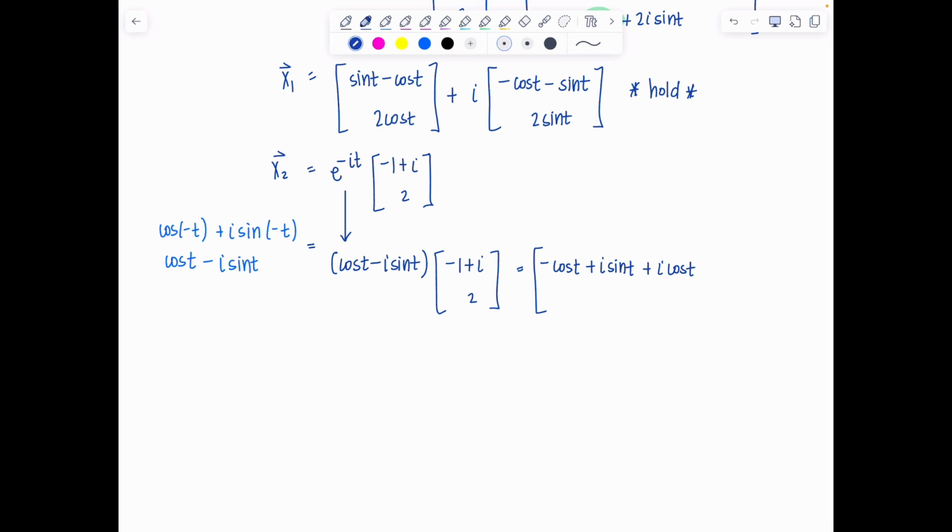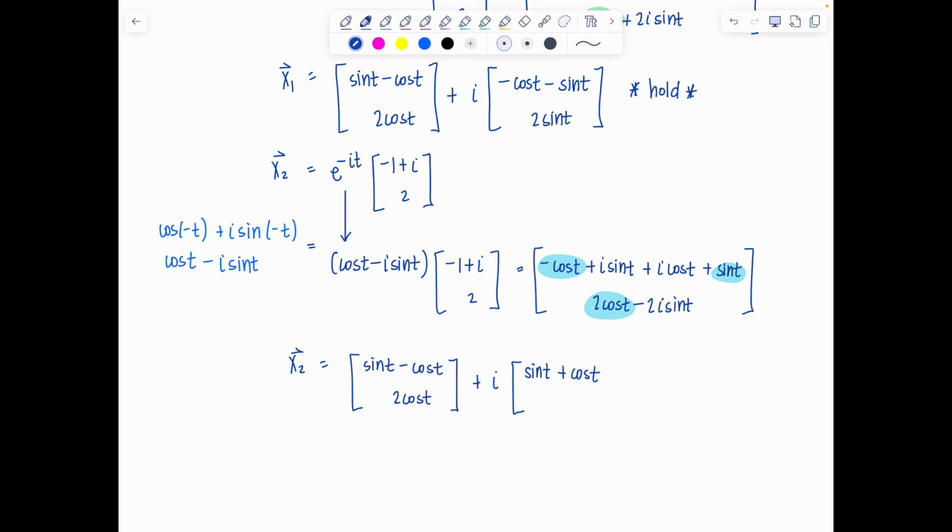I squared is? So now it'll be positive sine t, right? And then the second row is just going to be 2 cosine t minus 2i sine t. Okay? Are we okay? Okay, then let's separate real from imaginary. So this is real, real, real. So x2 is sine t minus cosine t, 2 cosine t, plus i times sine t plus cosine t, negative 2 sine t.